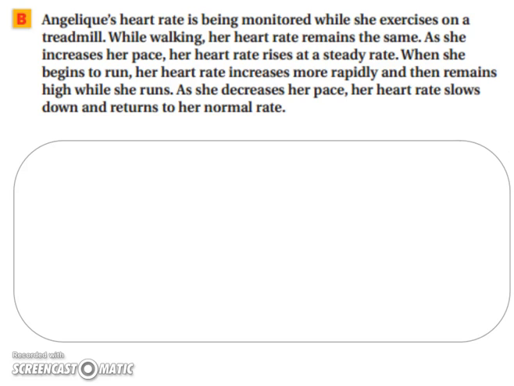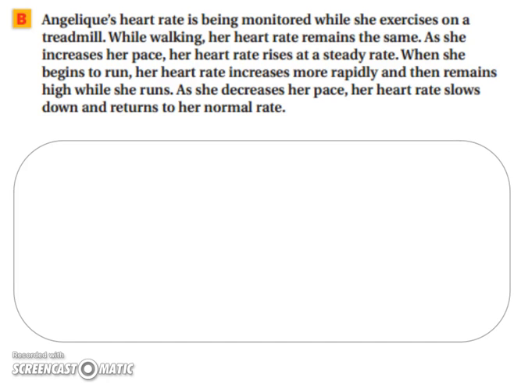While walking, her heart rate remains the same. As she increases her pace, her heart rate raises at a steady rate. When she begins to run, her heart rate increases more rapidly, then remains high while she runs. As she decreases her pace, her heart rate slows down and returns to normal rate.